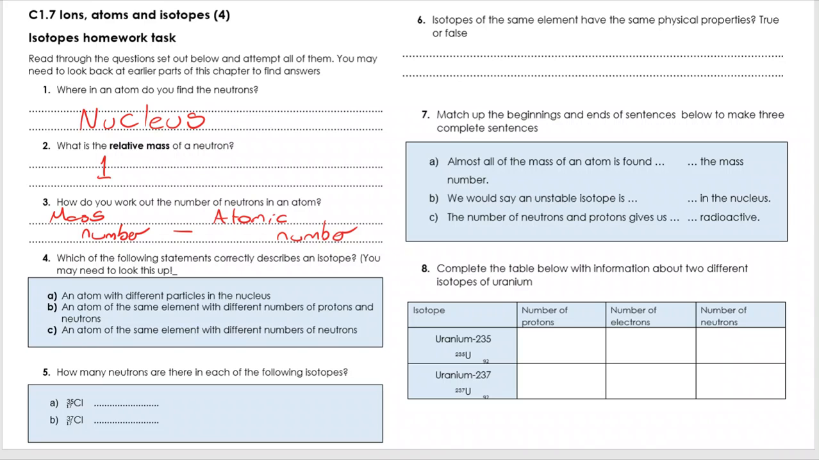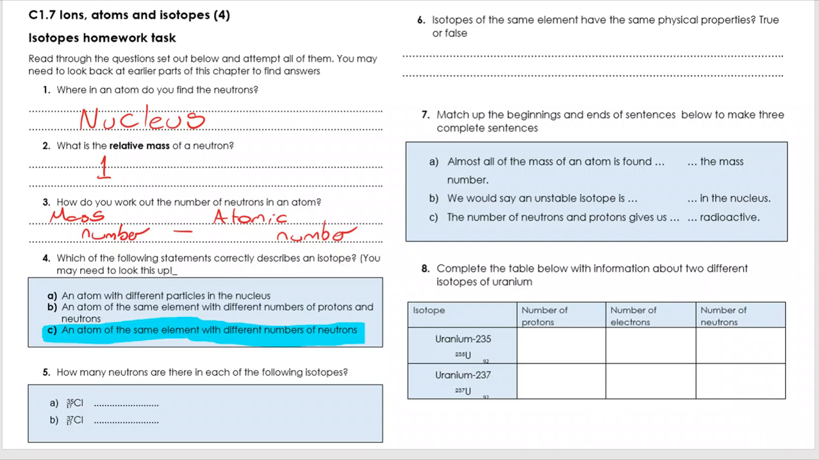For number 4, we need to decide which of these best describes an isotope, and we will revisit isotopes as we carry on through the course. What's different about isotopes of the same element is the number of neutrons. They've got the same number of protons, same number of electrons, different number of neutrons. And number 5 helps us to illustrate that.